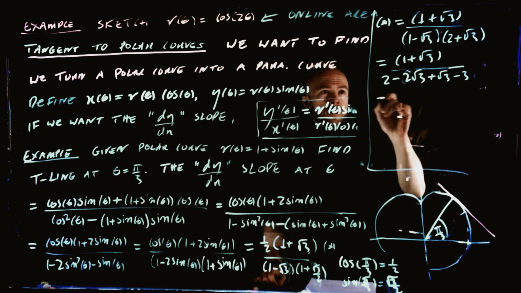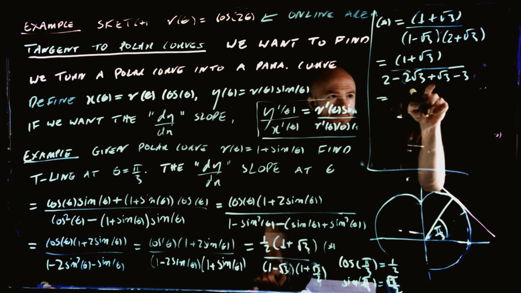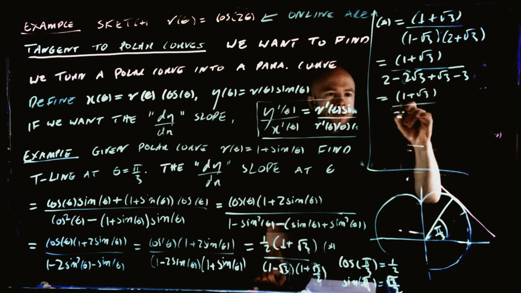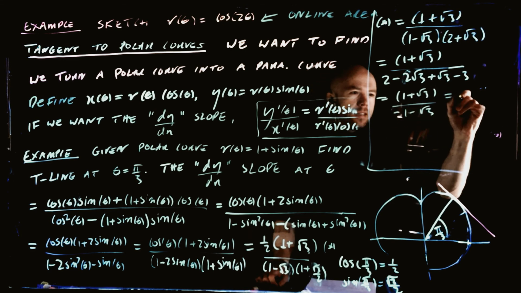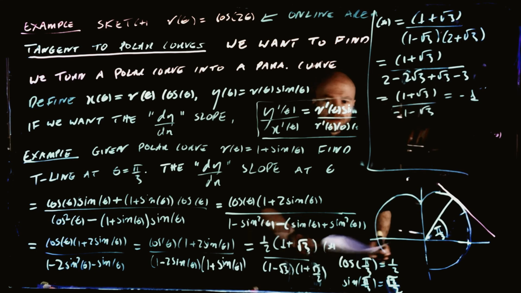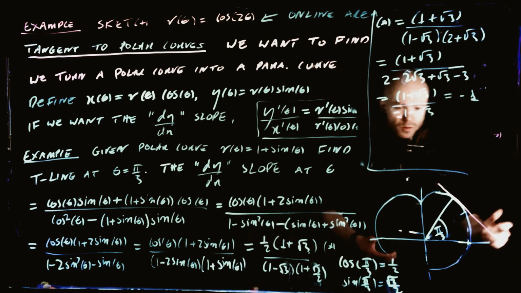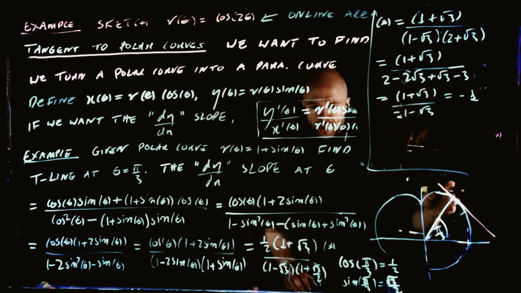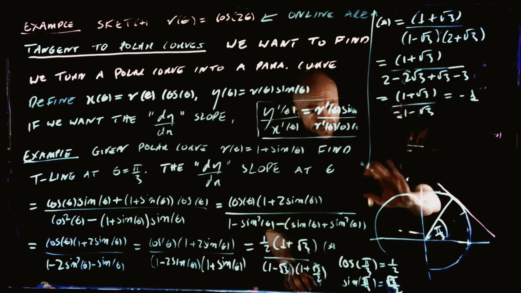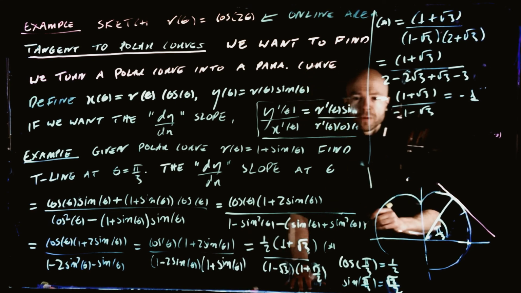So then this becomes minus 1 minus root 3. So 1 plus root 3 minus 1 minus root 3. So finally, this is minus 1, which is good because that looks like what the picture tells us. Cool. So we finally have the slope.